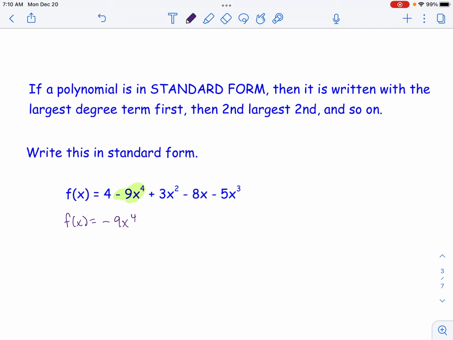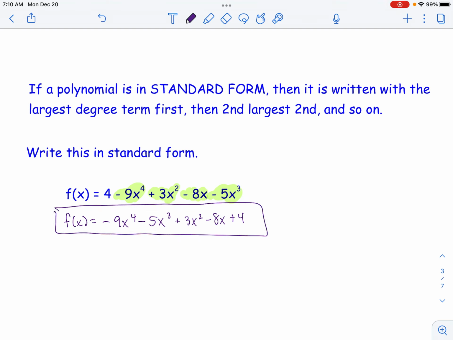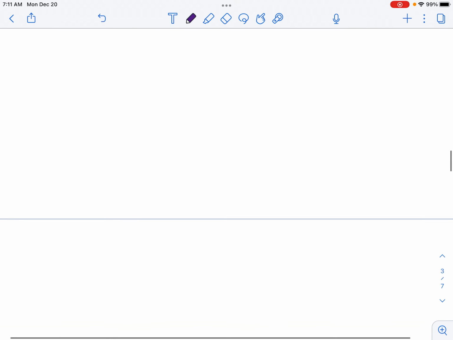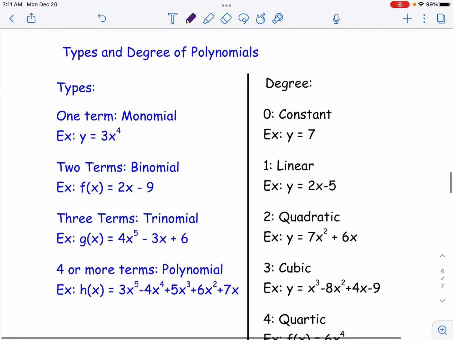And notice that's negative because of the minus in front of the 9. Then my next largest degree term would be negative 5x to the 3rd. My next would be x to the 2nd, so that'd be plus 3x to the 2nd. And then next would be minus 8x. And last would be plus 4. So this would be considered standard form if you write it with the largest x exponent first and the smallest x exponent last. All right, I figured we didn't need more than one example to explain that. Pretty simple.